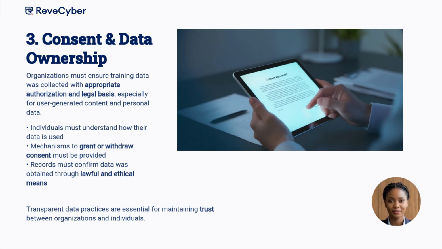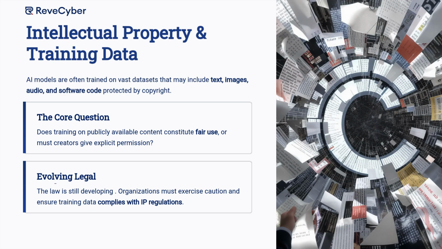massive datasets. And that leads us to another major issue organizations must consider when using data for AI development: intellectual property rights. Intellectual property laws are designed to protect creative works and original content. This can include things like books, articles, images, music, videos, software code, and other forms of digital content.